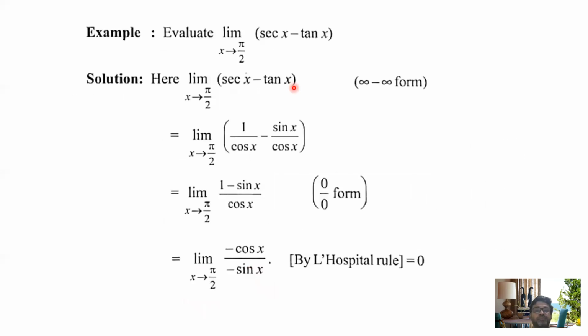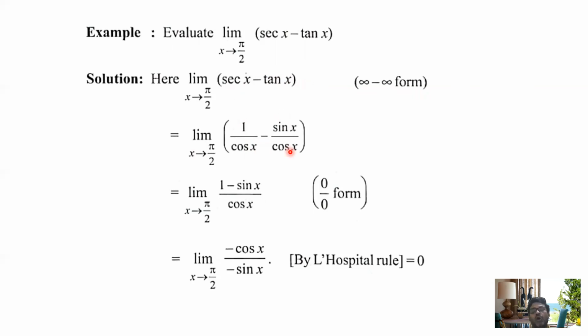Next example. Evaluate limit x tends to pi by 2 of sec x minus tan x. This is also an important example for you. Limit x tends to pi by 2, sec pi by 2 is infinity, tan pi by 2 is also infinity. So it is infinity minus infinity form. Then what you do, you have to express it in terms of sin and cos: sec x can be replaced by 1 by cos x, and tan x can be represented as sin x by cos x.